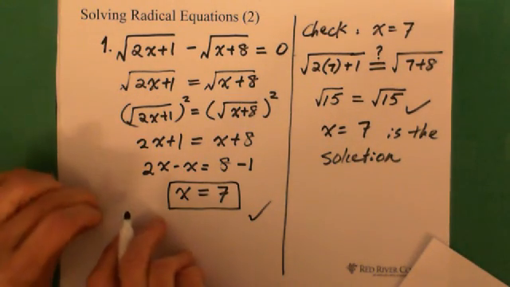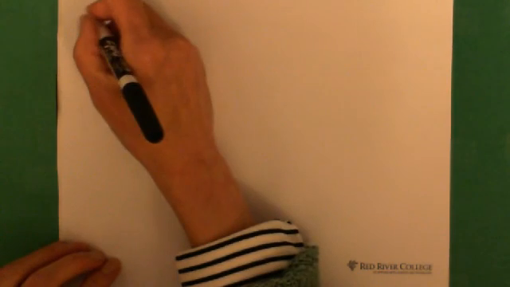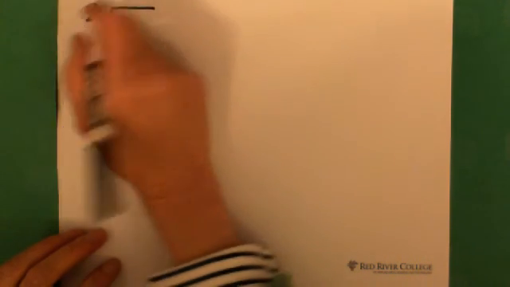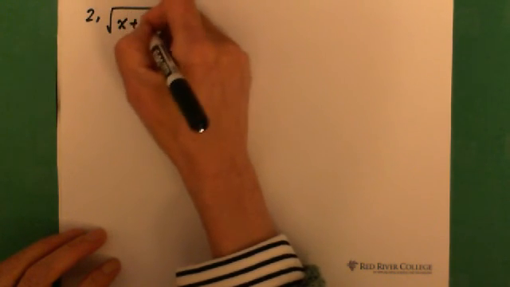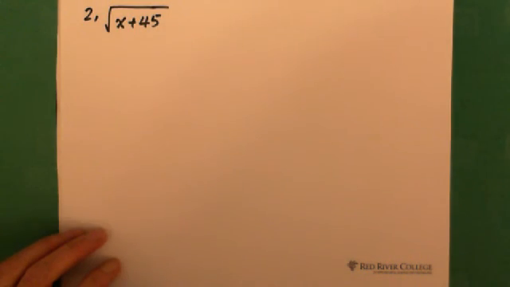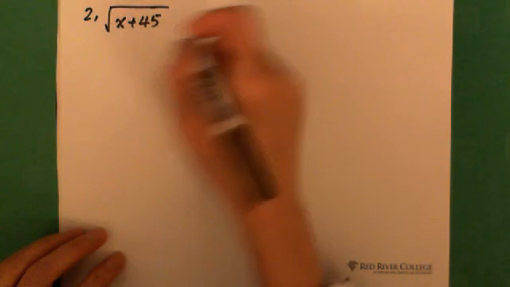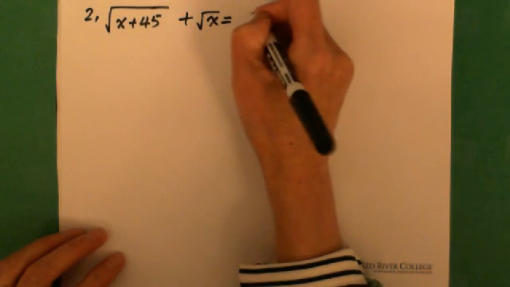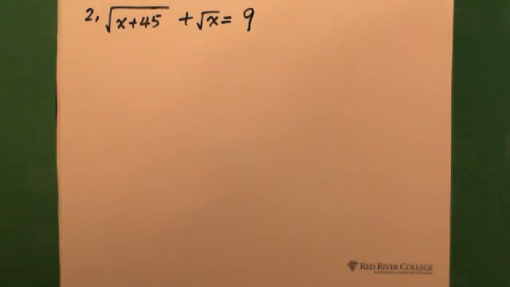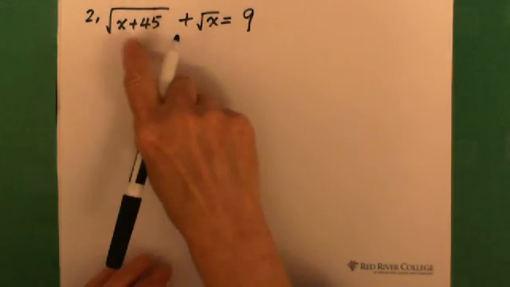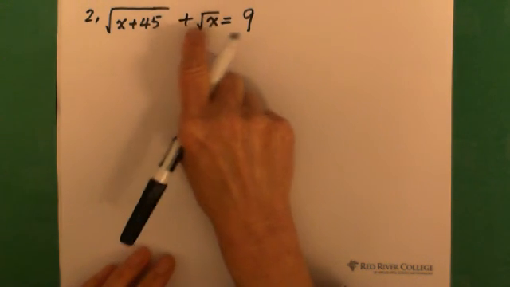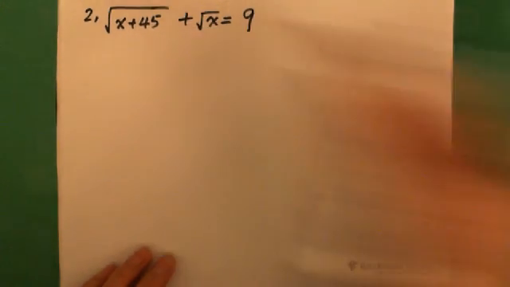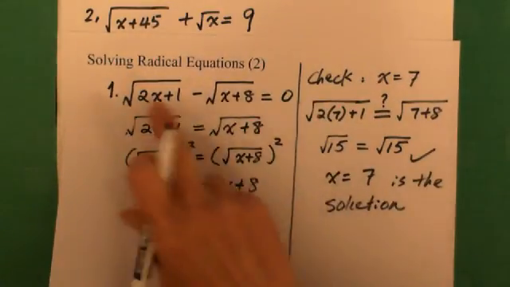Second example is this one: square root of x plus 45 plus square root of x equals 9. So this is a little bit different from the first one. The first one is something radical minus another radical equals 0. So when we move one radical to the other side, both sides only have one radical.